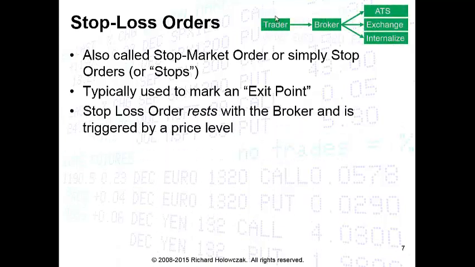A stop loss order rests with the broker, and it's triggered by a particular price level. So here's the first biggest difference between what a stop order is doing and what a market order or a limit order would do. A stop loss order rests with the broker. It sits inside the broker's order entry system and waits for a particular price level to show in the marketplace.